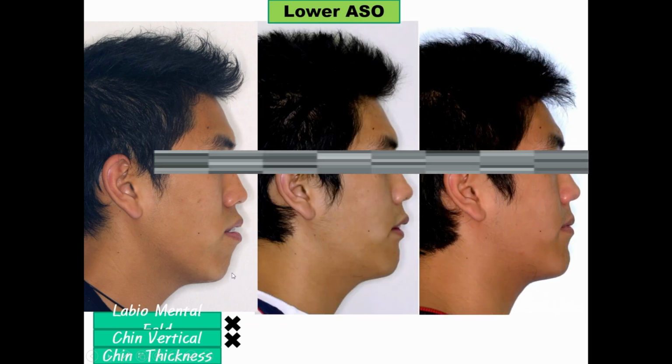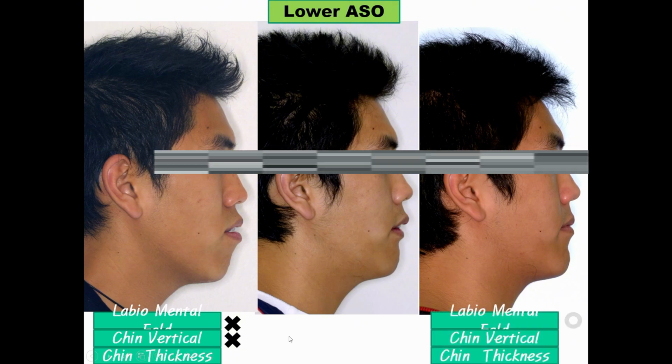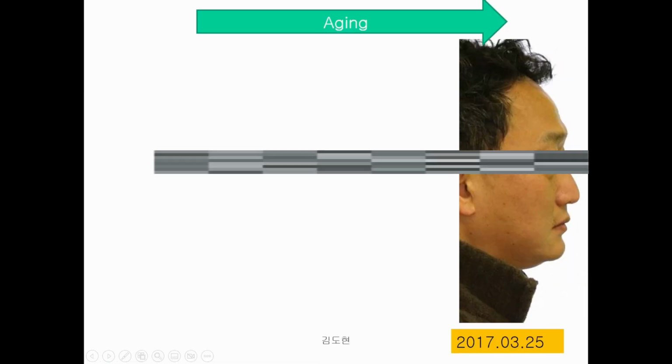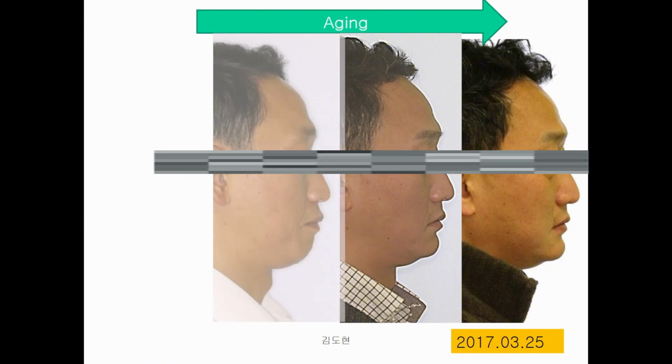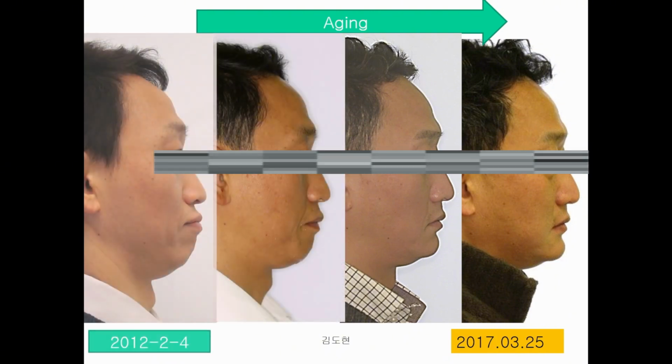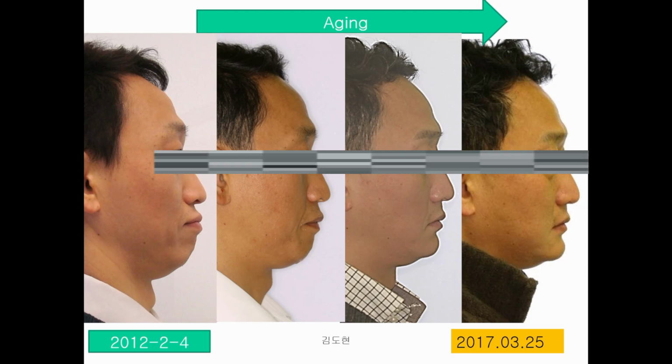So this is the result of ASO, okay, under local anesthesia, lower ASO. So we can get all different results, yeah, within good. So this patient looks like, okay, let's go back. This patient, initial, okay?